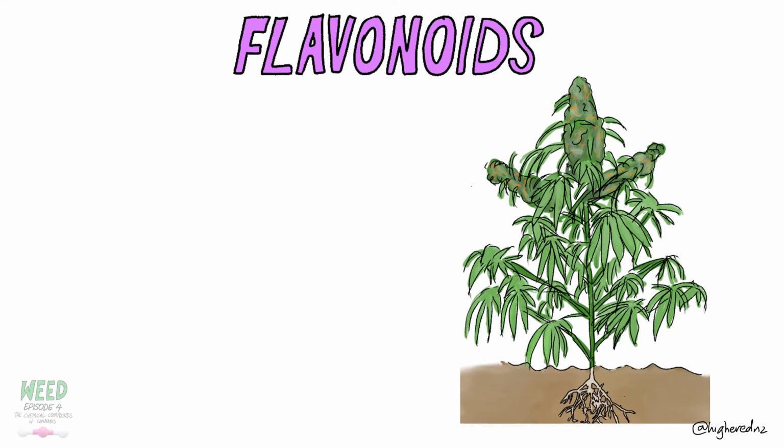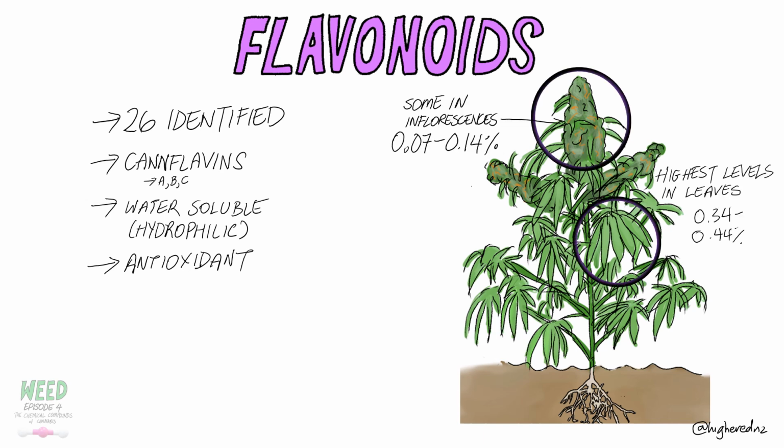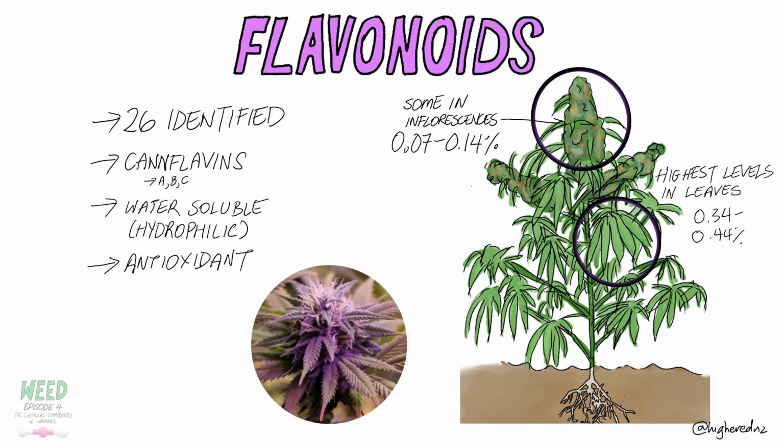These are a popular class of compounds found within many different plant species. Around 26 have been identified within cannabis, including canflavins, which have only been identified in one other species. Unlike cannabinoids and terpenes, flavonoids are water-soluble and have a high antioxidant effect. These can be found in the inflorescences and more so within vegetation. A particular kind of flavonoid called anthocyanin are pigmented molecules and are responsible for purple and red coloration in cannabis.